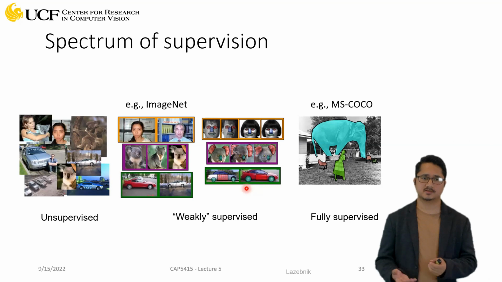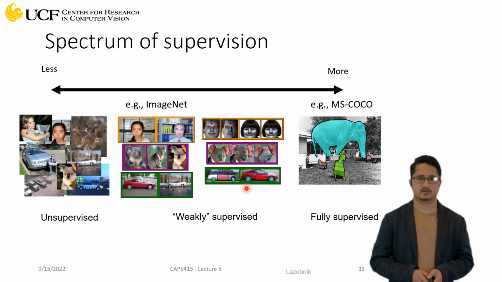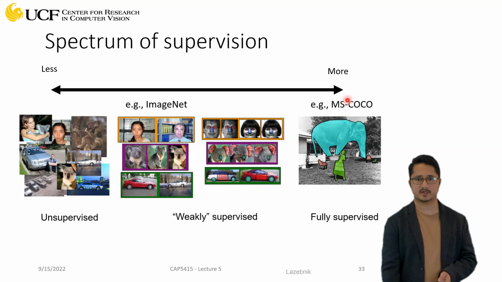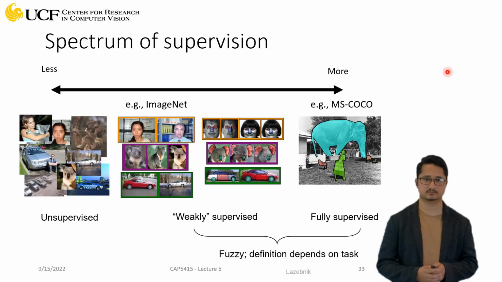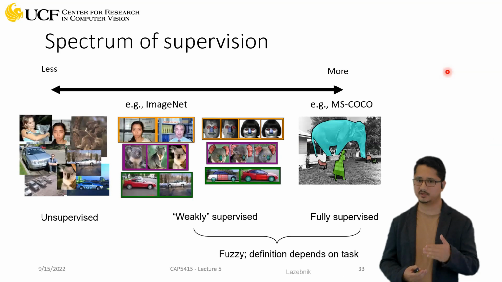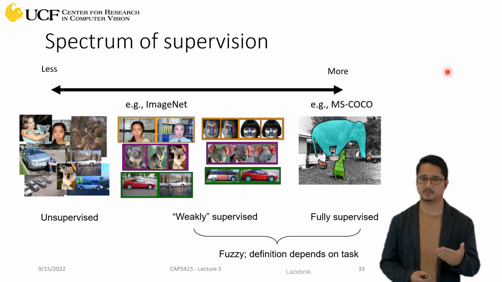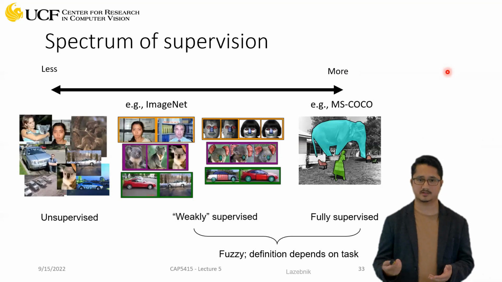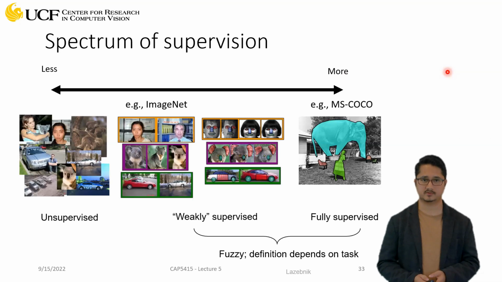And then unsupervised is you don't have anything. We just have a bunch of images and you have to learn. Okay, so these are different variations. And of course, as you go towards right, you need more annotation. As you go towards left, you will need less annotation. And again, the definition varies from task to task. I just gave an example of one task, but you can generalize to other tasks as well.